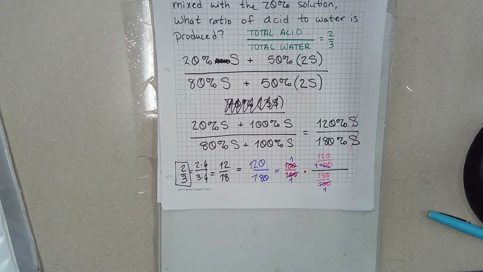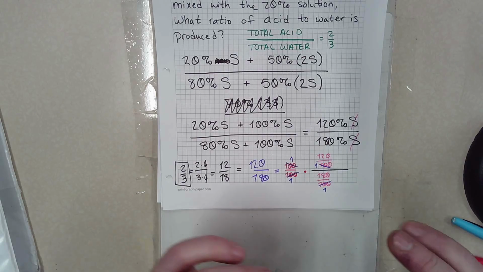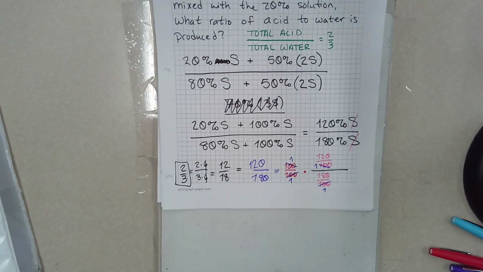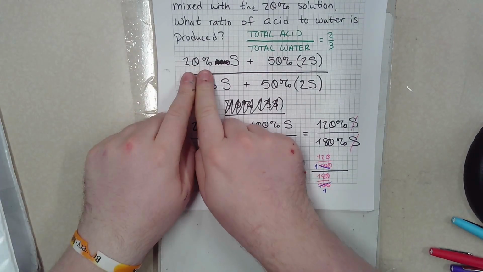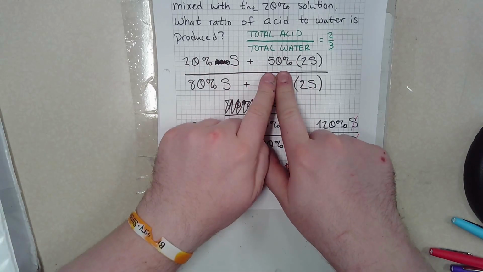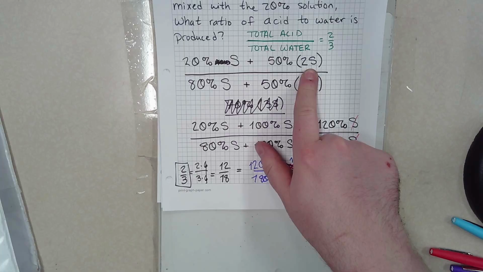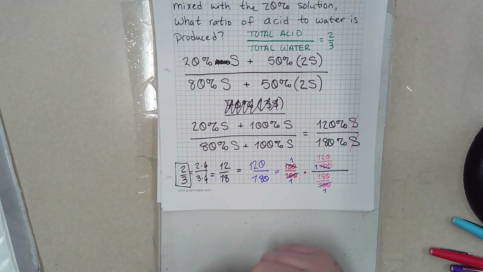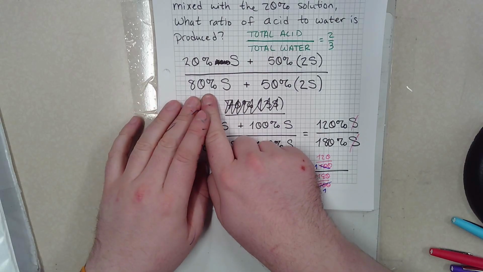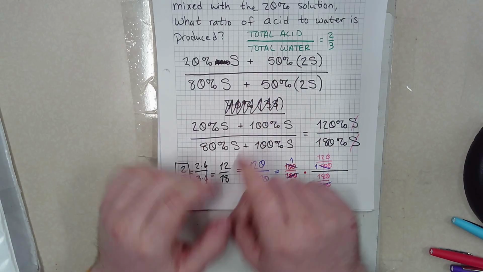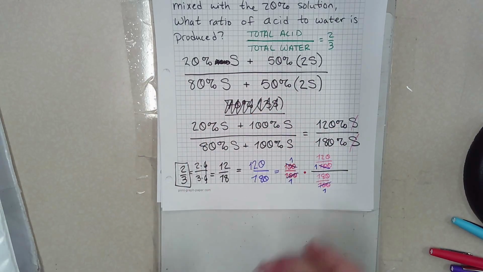There you go. So this is similar to the big town and small town problem. We're going to get the total amount of women or the total amount of men, but in this case, it's going to be acid and water. So we have 20% of some amount of solution, acid, and we have 50% of 2 parts solution being acid. In total, that's going to be our total acid. In the bottom, we have 80% water of 1 part solution, and we have 50% water of 2 part solution. So in total, that'll be your total amount of water. Simplify.